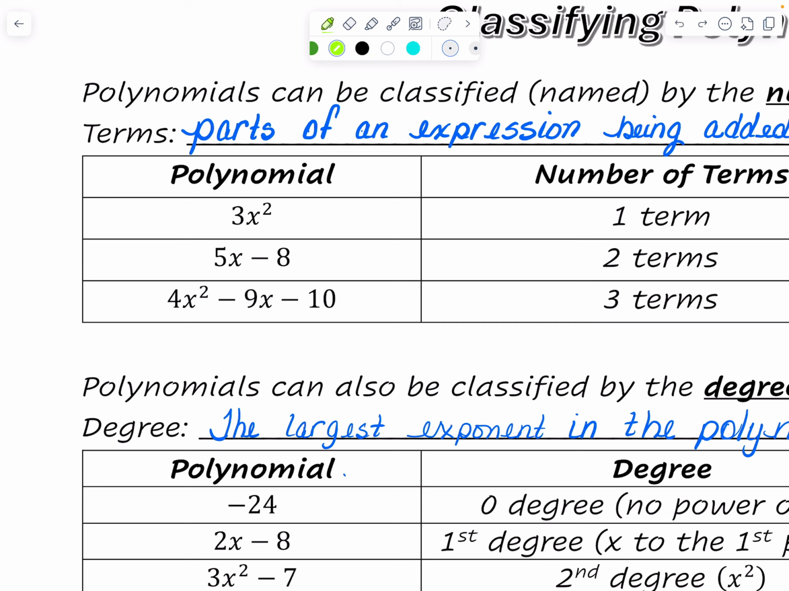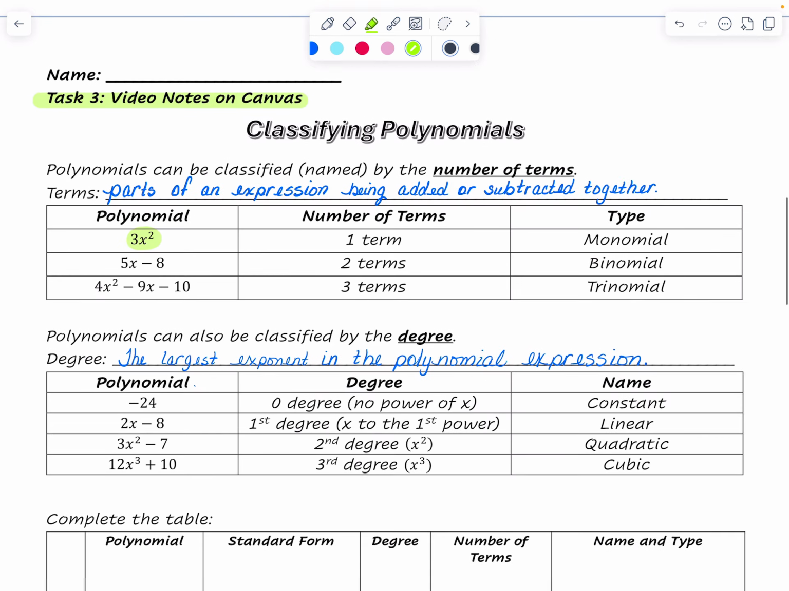Now when I'm looking at this one here though, I notice that 3x squared has nothing else being added or subtracted to it. So this polynomial here is just one term. It's just one piece of an expression. This is called a monomial. Now if I look at the next polynomial, I have 5x and I have negative 8, or 5x minus 8. So there are two pieces that are being combined by addition or subtraction. So two terms is called a binomial.